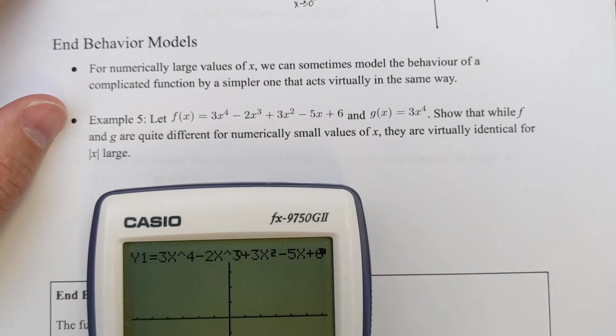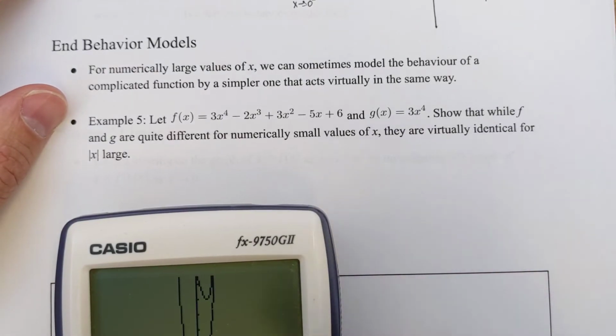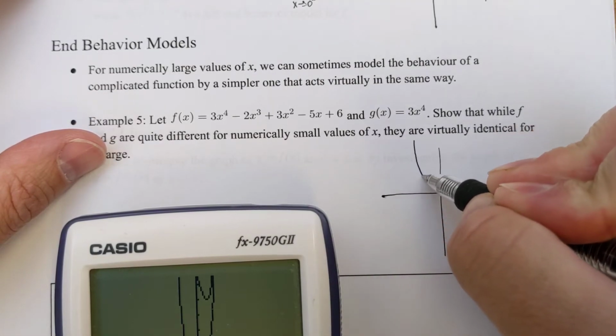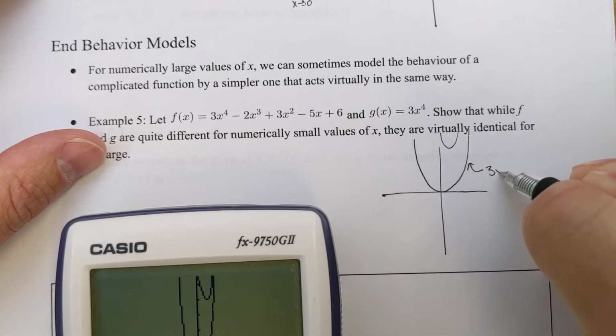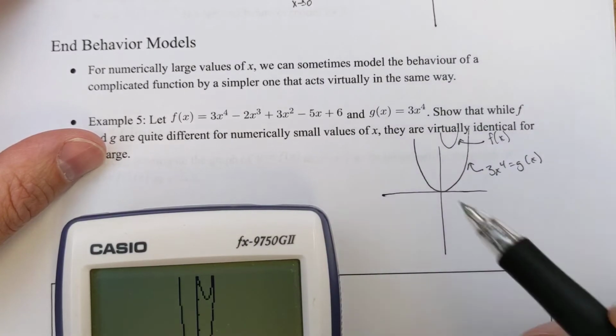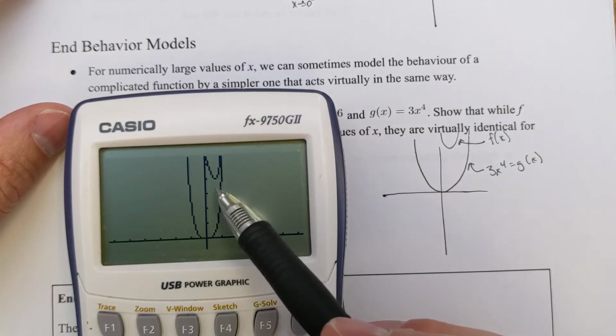If you scroll up a little bit, you can see, it says for small values of x, that means close to 0. If you look at close to 0, this is 3x to the fourth, and that is g of x, and this guy up here is f of x. So they are different. If you look at the graph, g of x goes all the way down to 0, f of x only goes down to about 4, and so on.